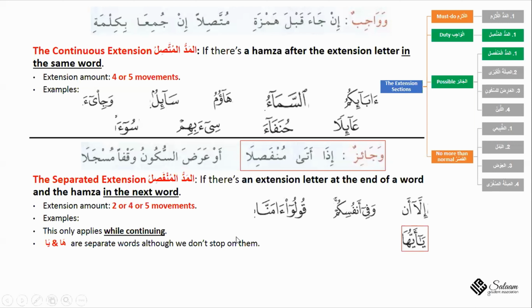If I'm doing four movements, it will be, ya ayyuha. Same thing, ya Adam. This is two movements. If I want to do four or five, I will say, ya Adam. Same thing with ha. So, ya and ha are the same thing.